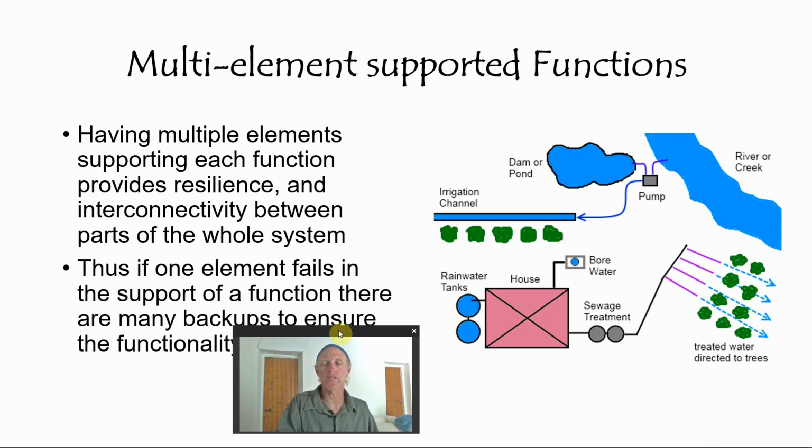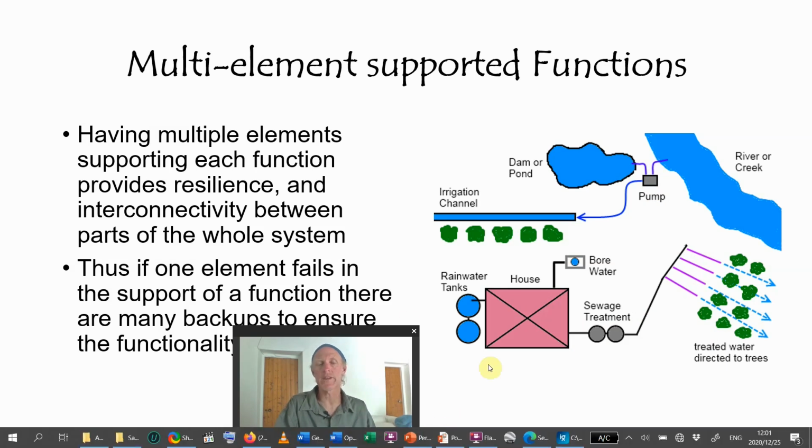And here we see an example of the function of water provision. There are many different elements doing that. There's harvesting water from the roof. There's borehole water. There's harvesting water from the river. There's pumping that water into a dam for later use. You can transfer the water directly into an irrigation channel. You're using sewage and grey water treatment for irrigating plants in your system. So instead of just having municipal water, you've got multiple sources of water that not only give you resilience, they give you abundance. And this is the key to abundance.